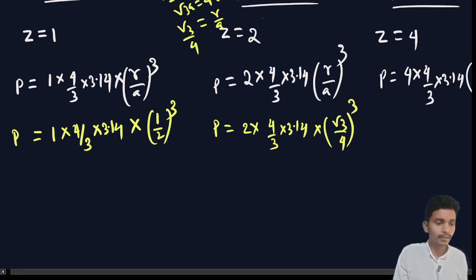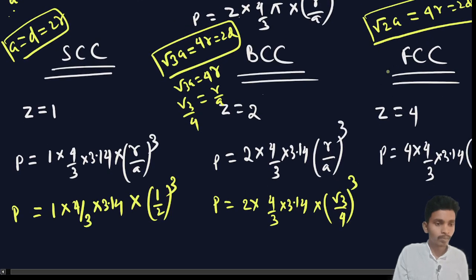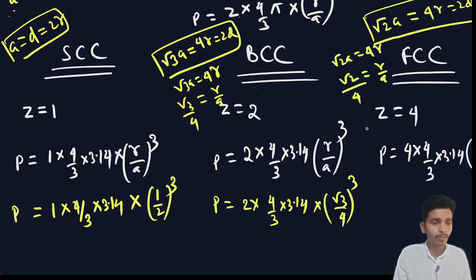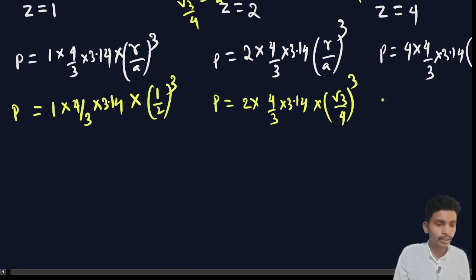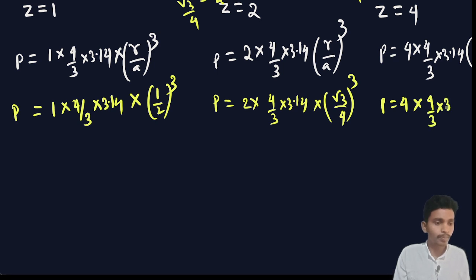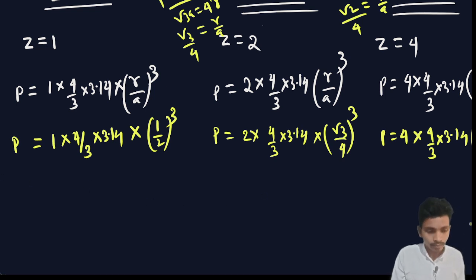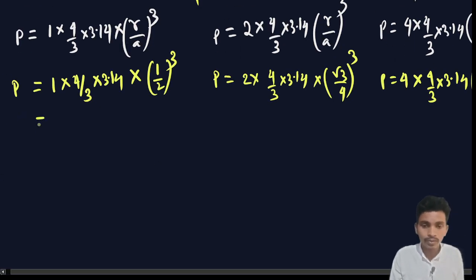Okay, similarly for FCC, it is root 2A equal to 4R. So R upon A is equal to root 2 upon 4. So just write that, that is equal to 4 into 4 upon 3 into 3.14, and that value is root 2 upon 4 whole cube.